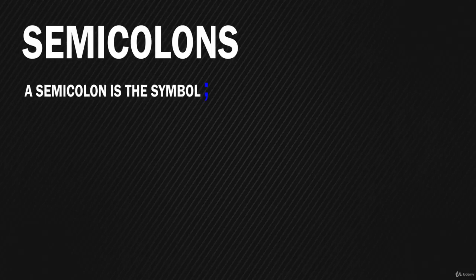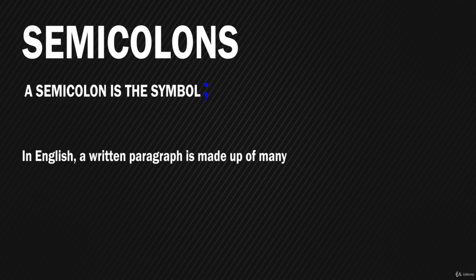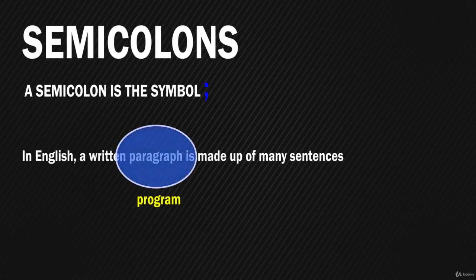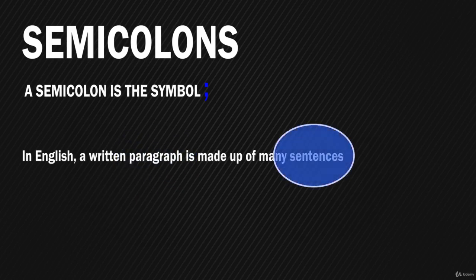Semicolons. Let's try and relate it to English again. In English, a written paragraph is made up of many sentences. We don't talk like this in programming languages. In JavaScript, instead of a paragraph, we have a program. And instead of a sentence, we have statements.